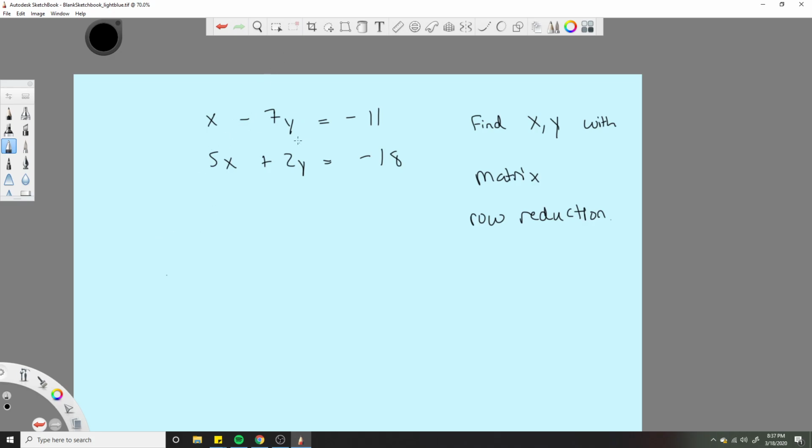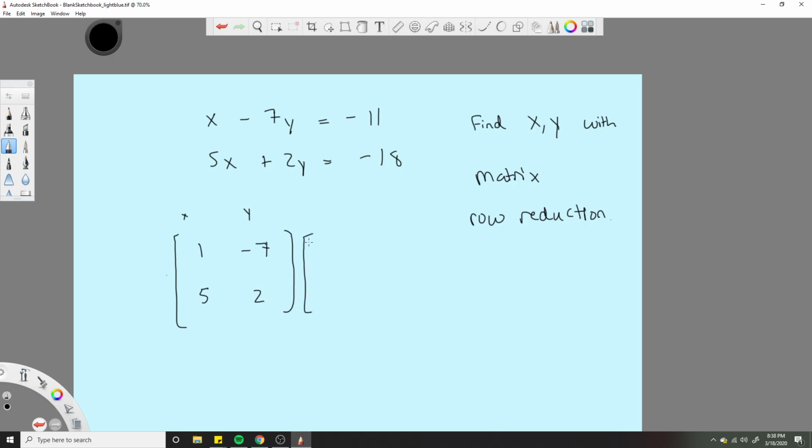The first thing you would do if you want to solve a system of equations with matrices is take the coefficients of your variables and put them in a matrix of the correct dimensions. So for us, we want a 2 by 2 matrix with all of these coefficients. The first coefficient of x would be 1, the second coefficient of x would be 5, and make sure your variables are in order. This will be the x row, this will be the y row. So the first coefficient of y is -7, and the second coefficient is 2.